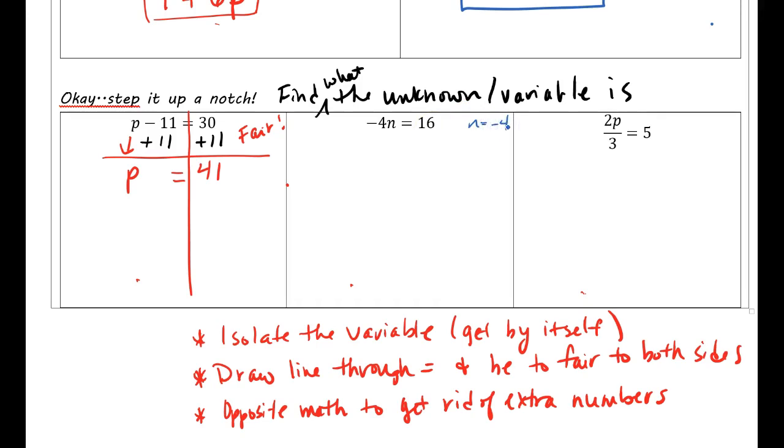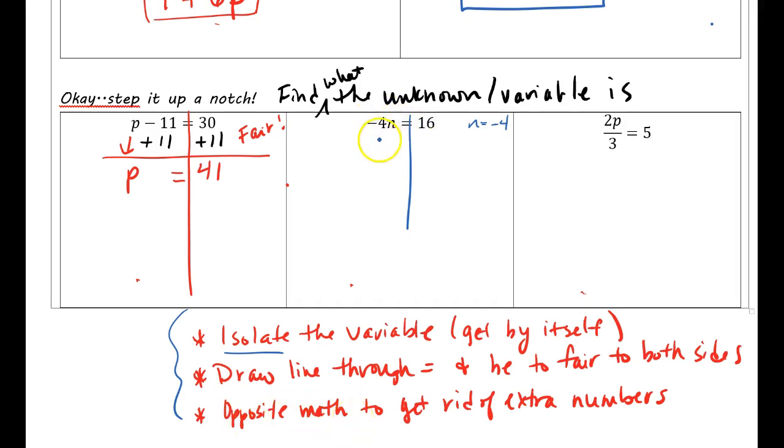Now, how do we use this same process that we did here on this problem? Well, let's follow our rules, okay? We're going to try to isolate the variable or get it by itself. And the way that we do that is we draw a line through the equals, and we're going to be fair to both sides of the equation. So whatever I do here, I need to do here. And the way that we get rid of extra numbers is to do the opposite math of what we see.